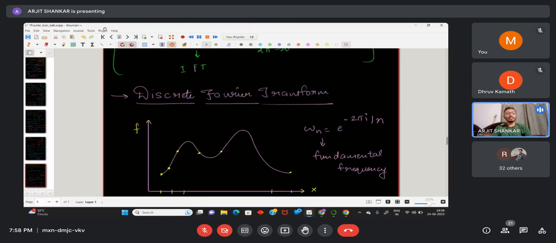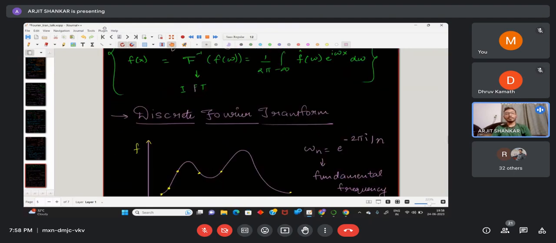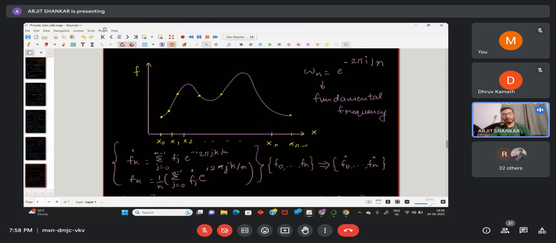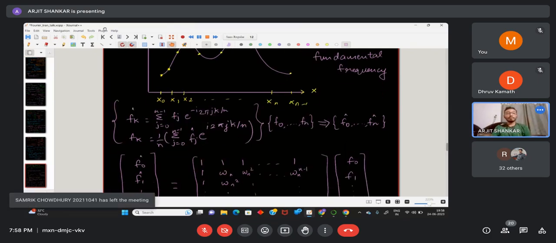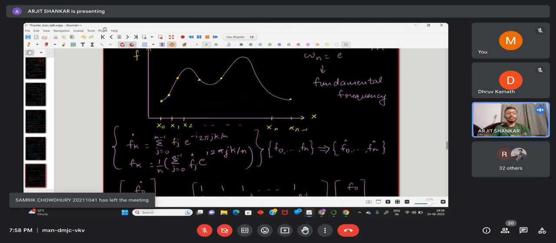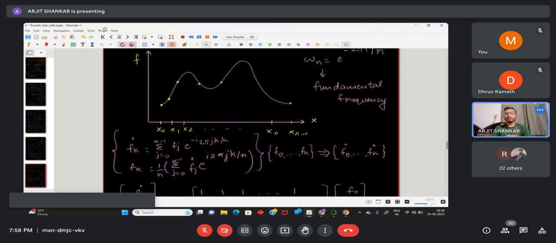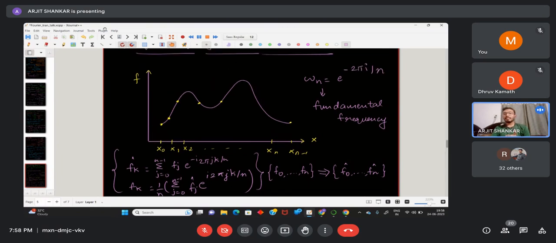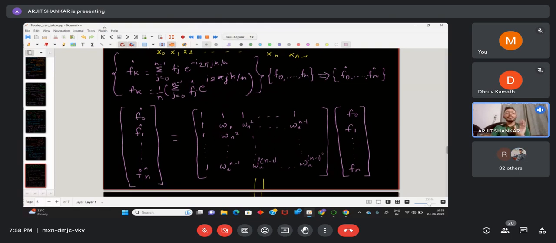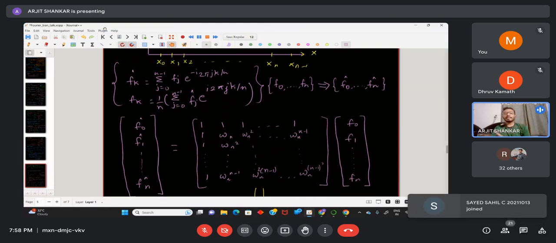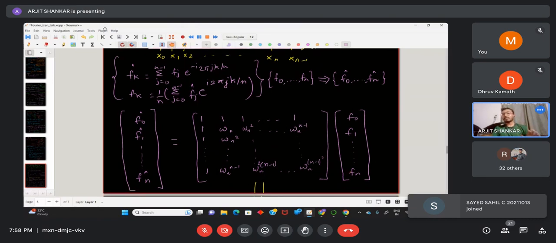And 1 by n, instead of using 1 over 2 pi, we are using 1 by n, because now the signal varies from x0 to xn minus 1, meaning in total we have n number of points. So 1 by n is that factor, right? Now I am saying that e to the power of minus i 2 pi by n is the fundamental frequency, right? So now we will define something called a discrete Fourier transform matrix, with the help of which we can easily go from the original time domain to the f hat domain, meaning the frequency domain.